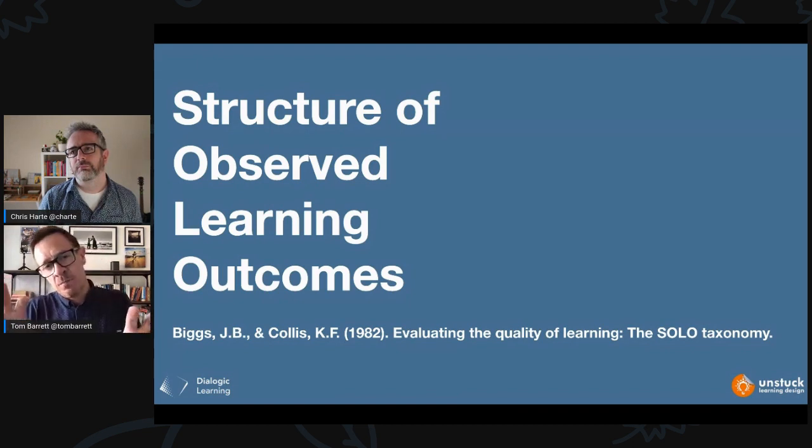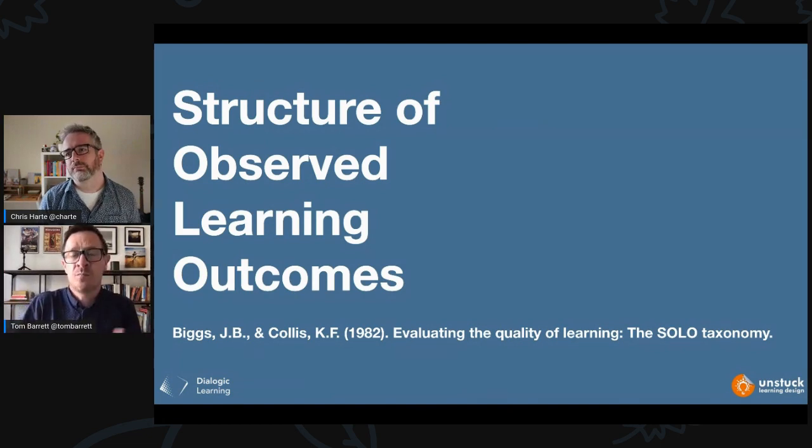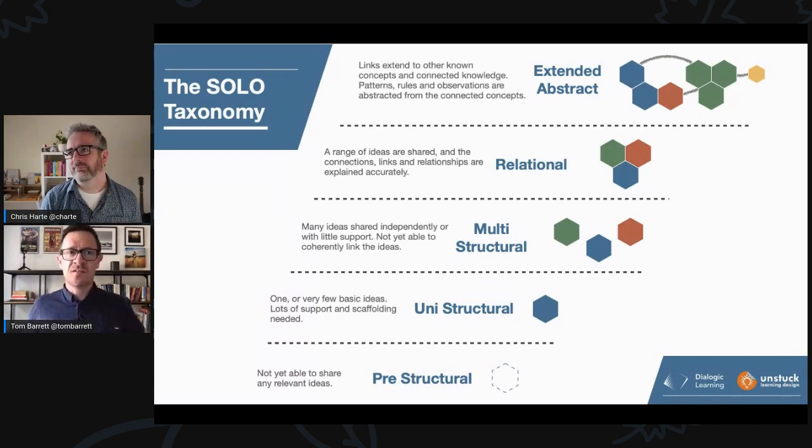We're going to dig a little bit deeper into this, but one of the things that we haven't shown you yet is what the actual taxonomy looks like. For each of the different parts, the structure of the observed learning outcomes, we can represent those with different levels. And as we've talked about, a student will progress through their learning with a particular outcome. Their understanding changes over time. So let's have a look at the whole game, as they say, the whole picture, so you can understand what we mean when we say the SOLO taxonomy.